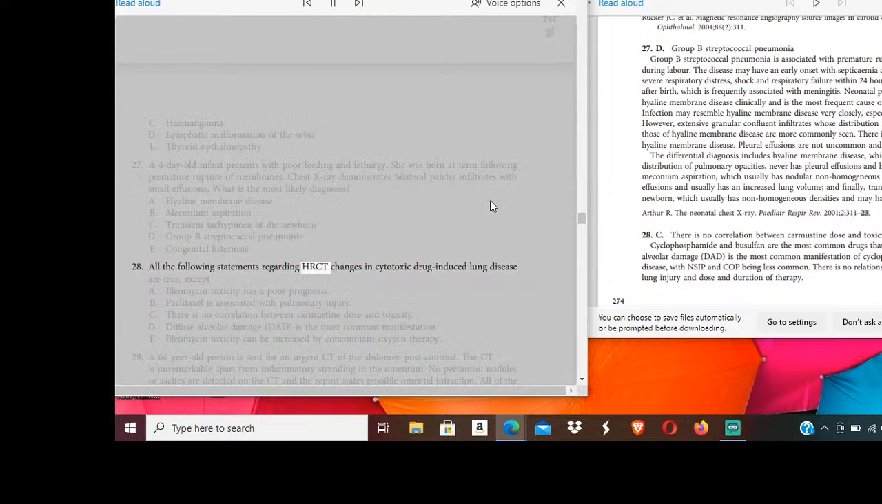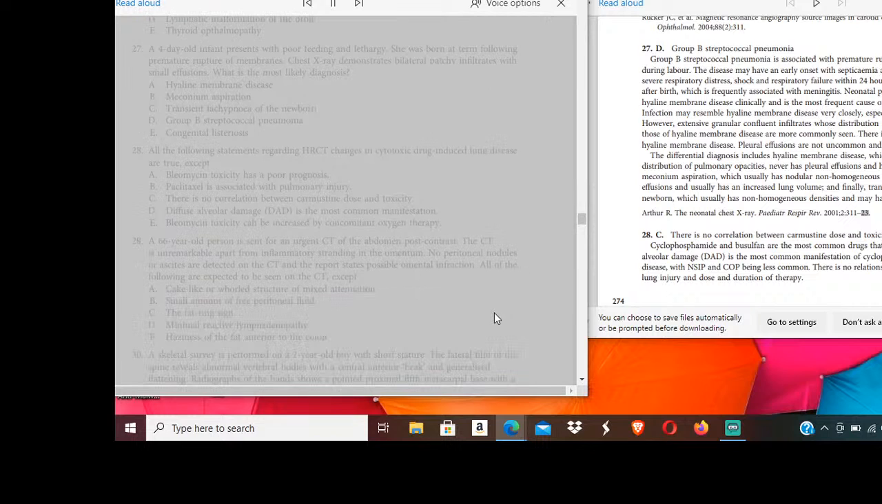28. All the following statements regarding HRCT changes in cytotoxic drug-induced lung disease are true, except: A. Bleomycin toxicity has a poor prognosis. B. Paclitaxel is associated with pulmonary injury. C. There is no correlation between carmustine dose and toxicity. D. Diffuse alveolar damage, DAD, is the most common manifestation. E. Bleomycin toxicity can be increased by concomitant oxygen therapy.